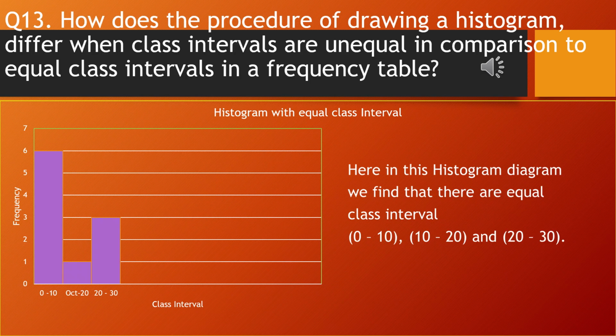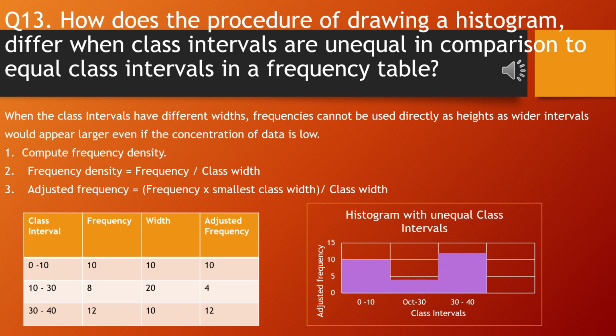So they are of equal width and equal size. In this way you will represent the histogram of equal class intervals. Now in the next part, we will have to understand this very carefully.